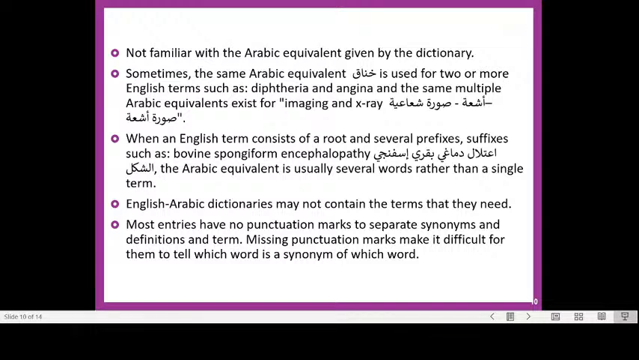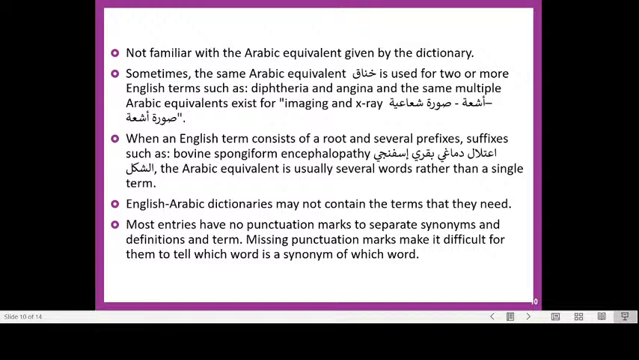Some students are not familiar with the Arabic equivalent given by the dictionary, and they said sometimes the same Arabic equivalent, like khunaq, is used for two or more terms such as diphtheria and angina, and the same multiple Arabic equivalents exist for imaging and X-ray. صورة شعاعية, أشعة, أو صورة أشعة.